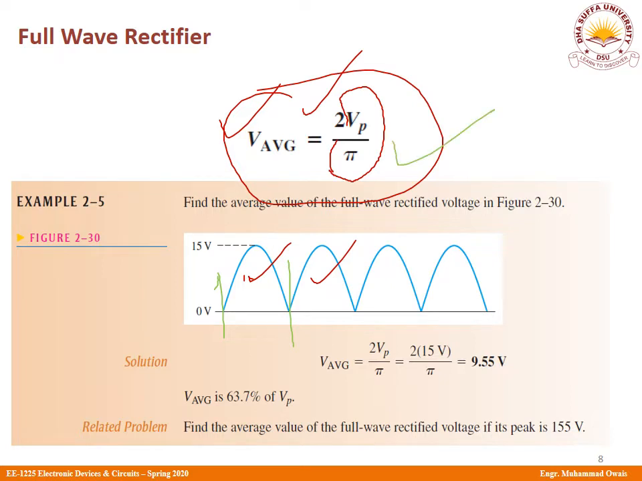In this example, you have been asked to find out the average value of the full wave rectifier. You need to find out the peak value, and this peak value is given as 15 volts. If you simply put it into this equation, you get your average value.